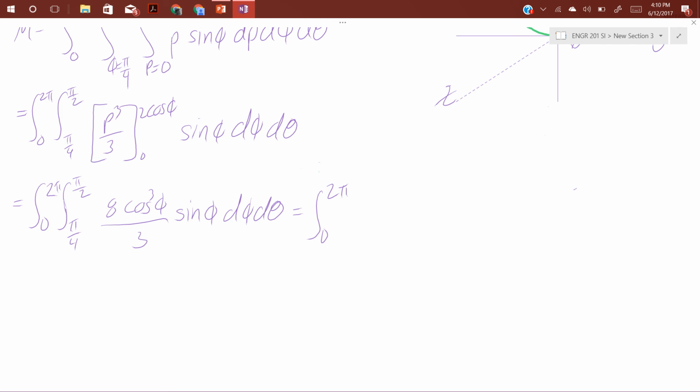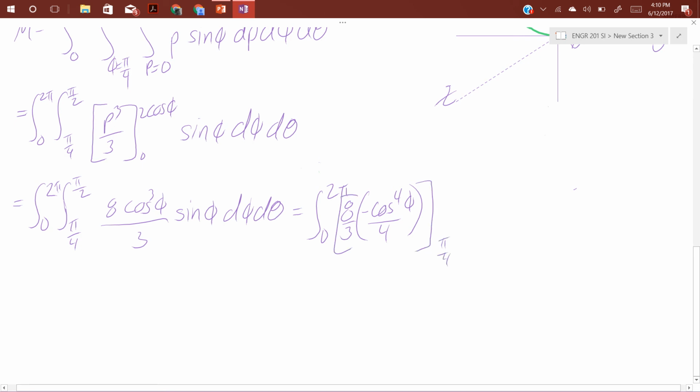Making sure I didn't miss anything up here. So we'll have 8/3 times cosine to the 4th phi. And this will be negative, since the integral of sine phi is a negative cosine. And I also have to divide by 4. And I'm going from pi over 4 to pi over 2.